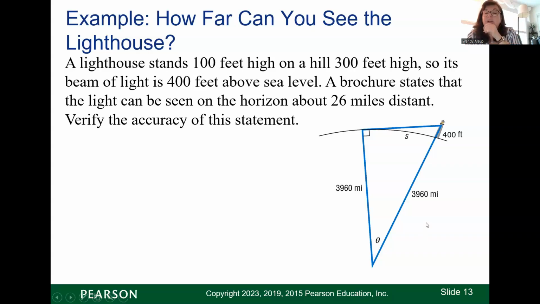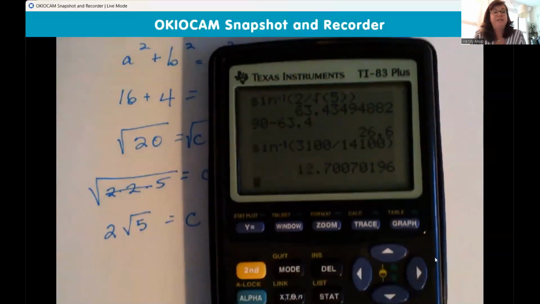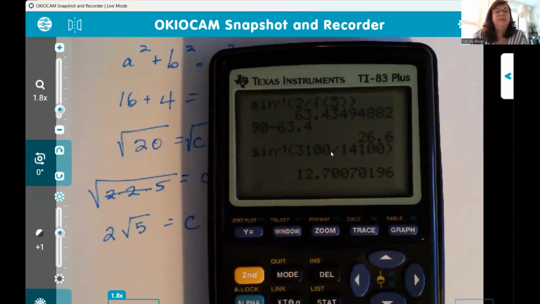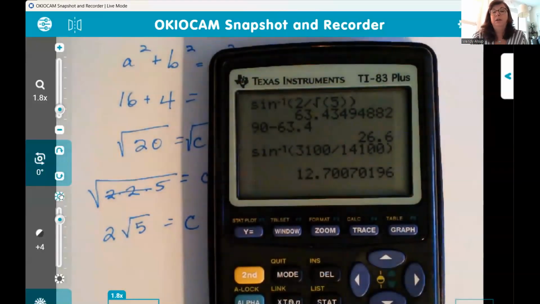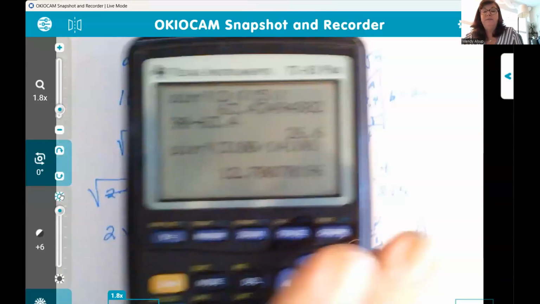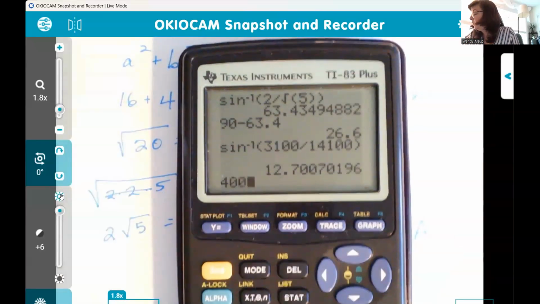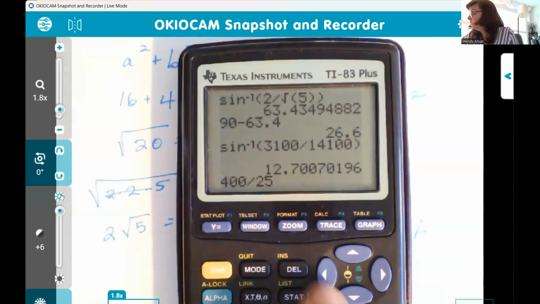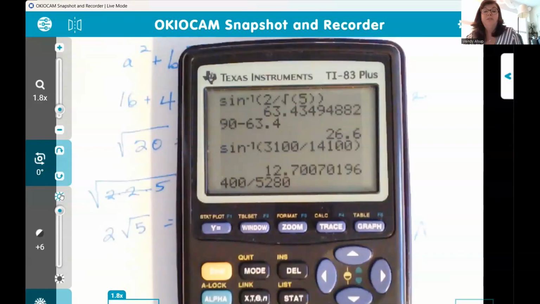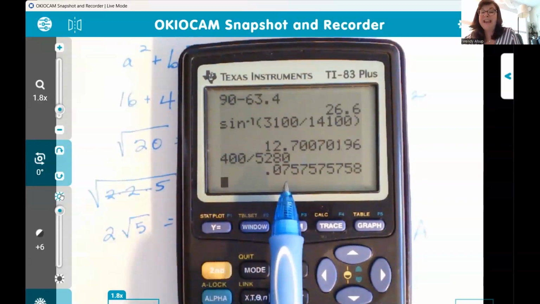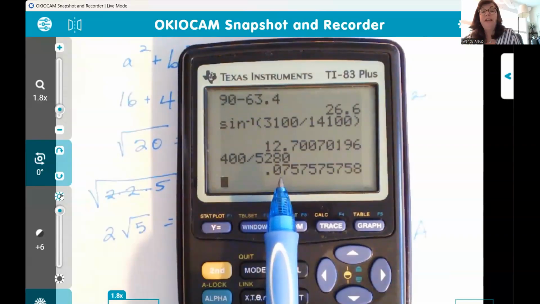Does 3,960 plus 400 feet... how much is 400 feet? What part of a mile is that? Well, 400 feet, remember 1 mile is 5,280. We need this a little bit brighter, don't we? Let's see if we can get this a little bit brighter. So how many feet? We were 400 feet above sea level, and 1 mile is 5,280. So that 400 feet is about 0.08 of a mile.